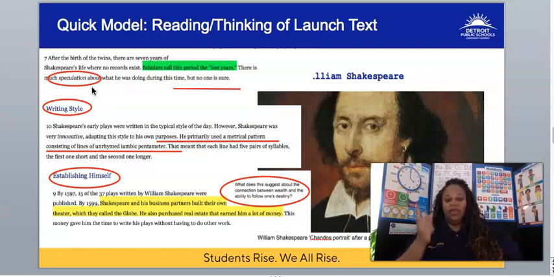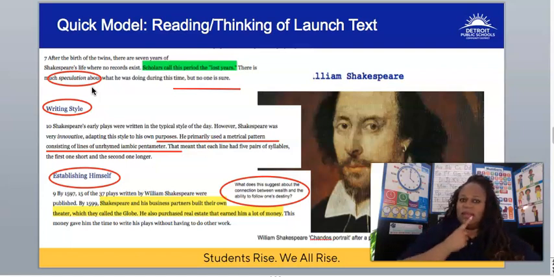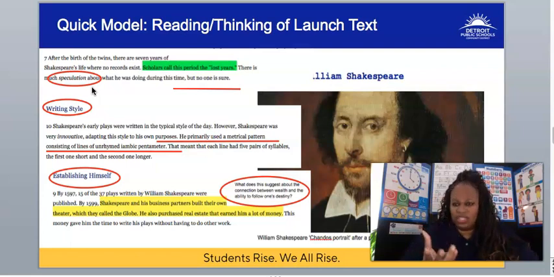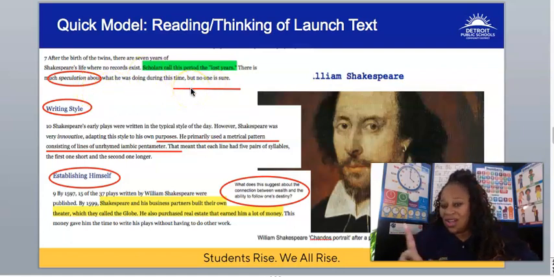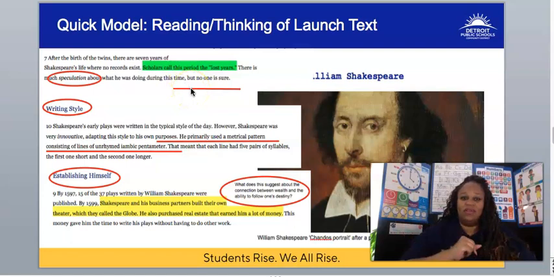There's a clue. Speculation means wondering. There were many questions. They didn't know, but it's a deduction that they made or an assumption. And the way that we know that speculation refers to not knowing but assuming is that it says there was much speculation, but no one is sure. That was the clue.